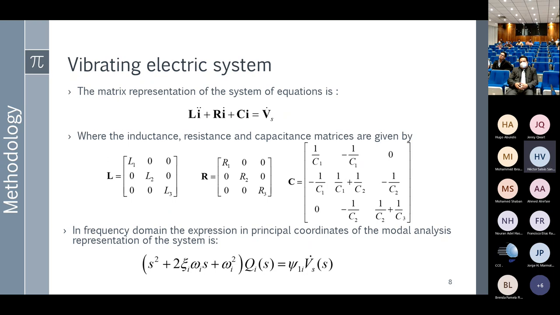Now, the matrix representation of the system of equations is the first equation, where the inductance, resistance, and capacitance matrices are given by these matrices. Finally, in the frequency domain, the expression in principal coordinates of the modal analysis representation of the system is this equation. Notice that this equation is a set of uncoupled second order linear differential equations, with a modal matrix acting as a linear transform, and it is constructed by using a column space of Hessian solutions.